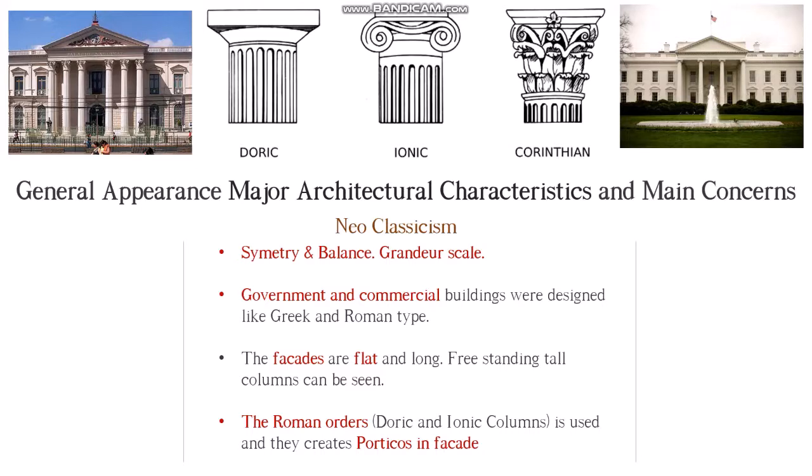In this architectural style, the most important features were symmetry, balance, and grandeur of scale. They were mostly built as government and commercial buildings. The facades were flat, and the Roman orders and porticos can be seen in the facade. The Roman orders generally are Doric and Ionic columns.